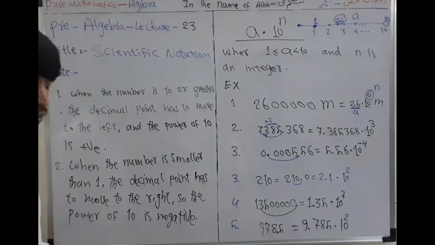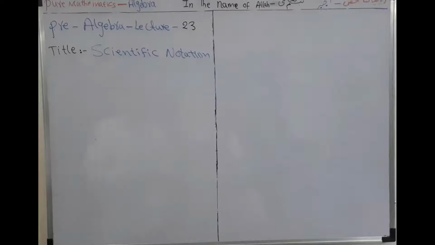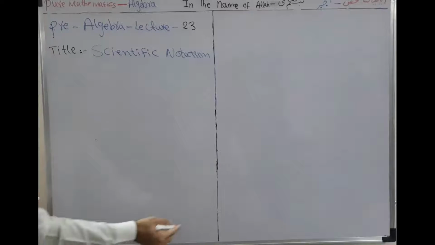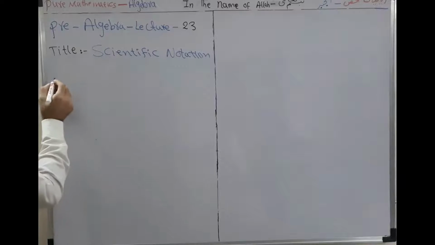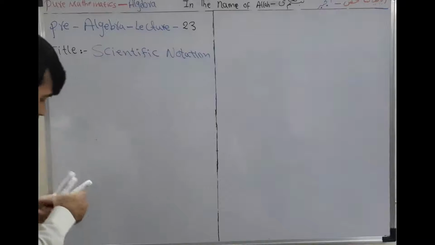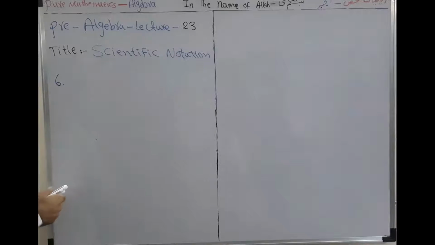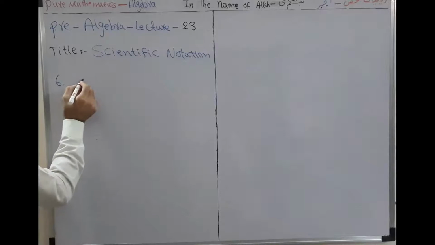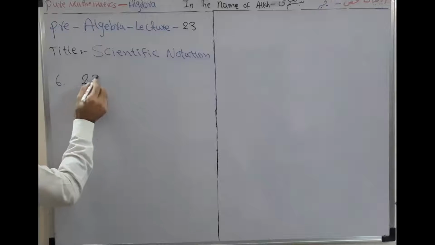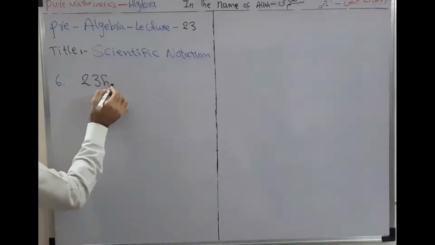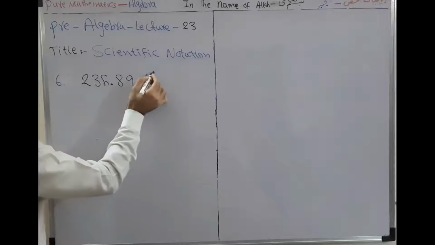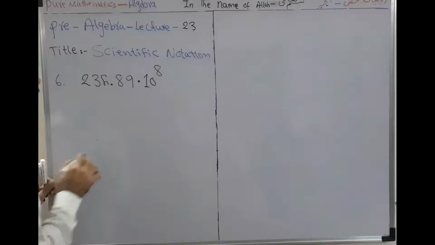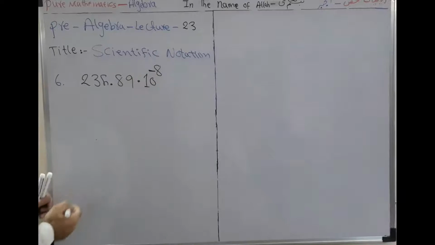Also, here we want to write some examples. Example 5, I think, example 5, example 6. 35.89 multiplied by 10 to the power 8. 10 to the power minus 8.